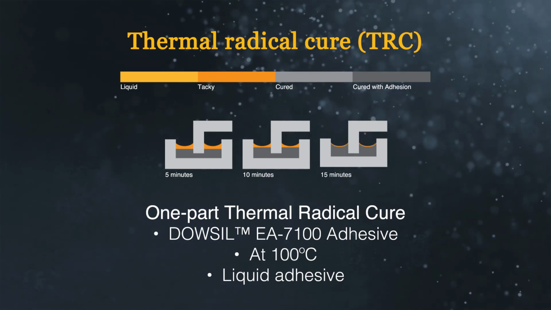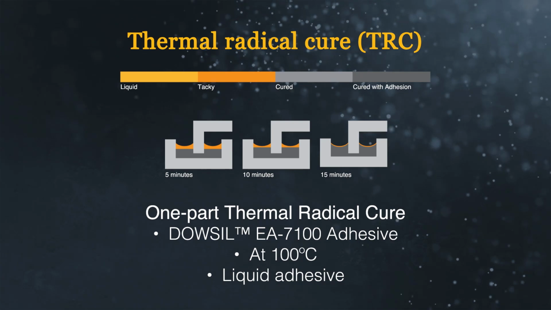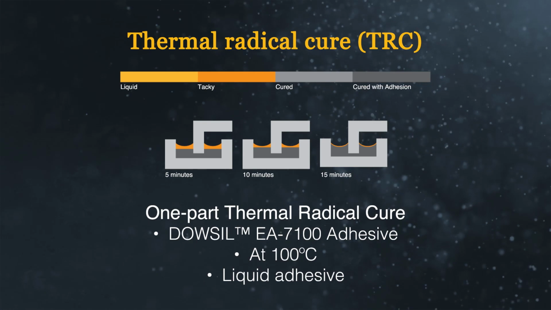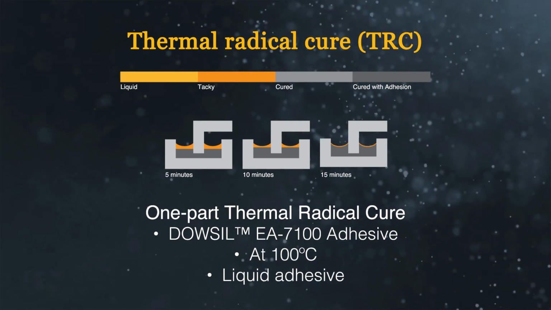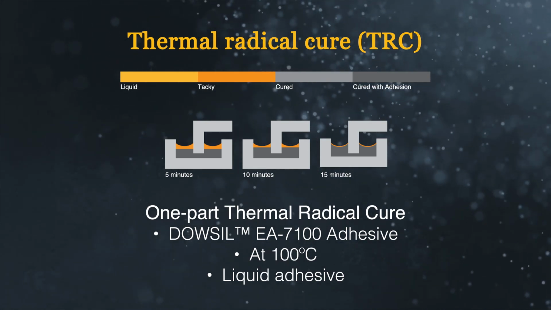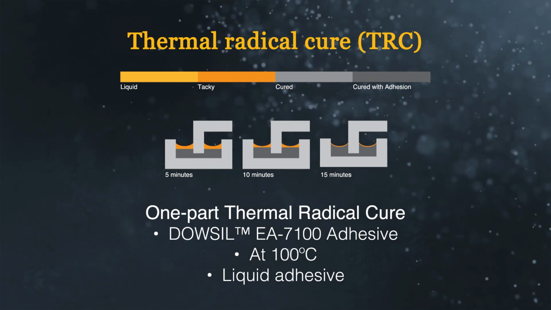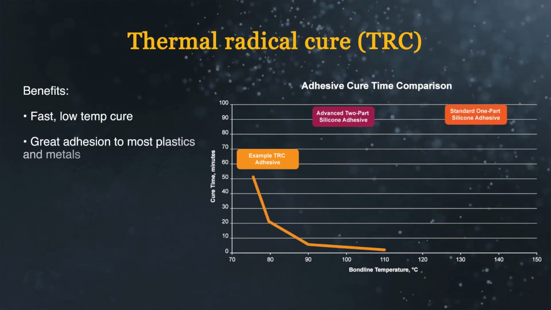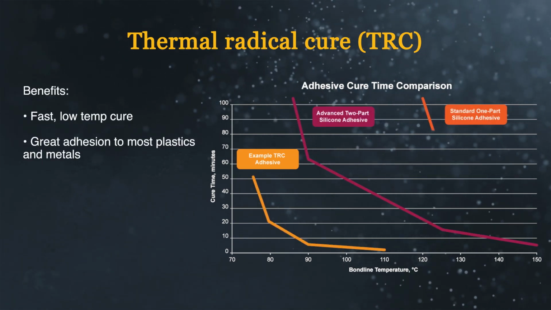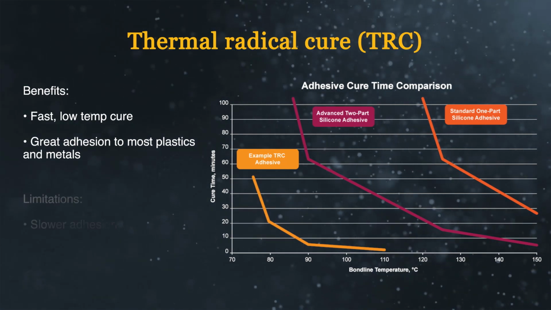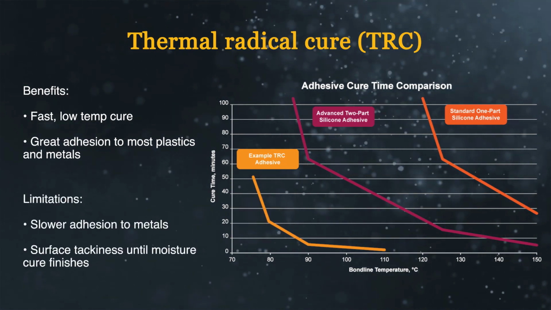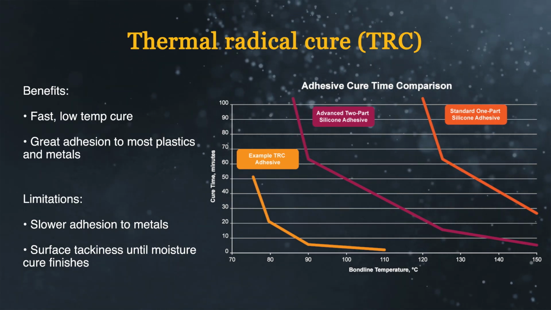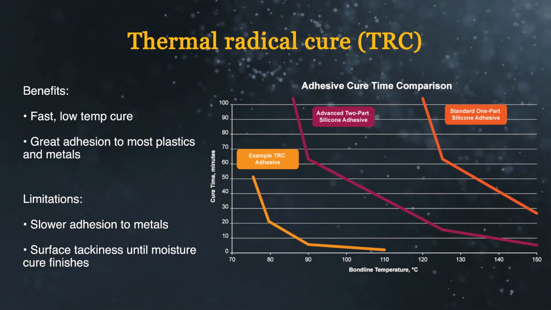This allows adhesion to build on many surfaces as soon as the solidification occurs. Oxygen in the air creates a tacky or even wet outer surface for these adhesives, and the moisture cure will complete the surface cure and make it non-tacky within a few hours to 1 day. Thermal radical cure allows for fast cure at low oven temperatures, with great adhesion to plastics and many metals, and is not impacted by contamination that can cause cure poisoning in addition cure materials. The surface may remain tacky or sticky for a day as the secondary moisture cure completes.